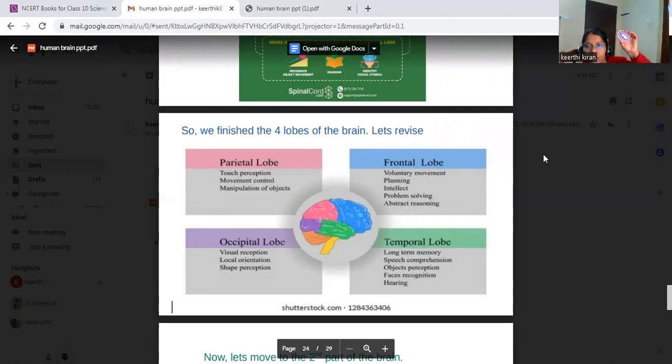If I'm showing this to a kid, he or she will tell that this is either O or 0, or they can tell that it is oval in shape. So shape perception is also taking place. Then the last one is the temporal lobe, which handles long-term memory, speech comprehension, object perception, face recognition, and hearing. All those deal with the temporal lobe.